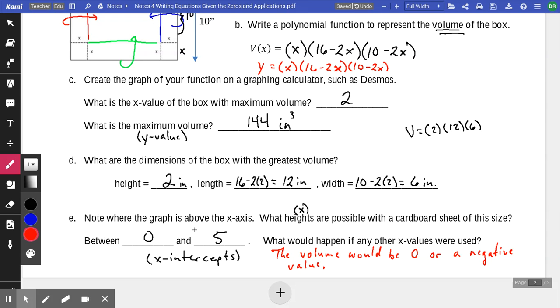So approach this the same way in your assignment. We'll just practice this little application there, and that will conclude our little lesson of writing equations given our zeros.